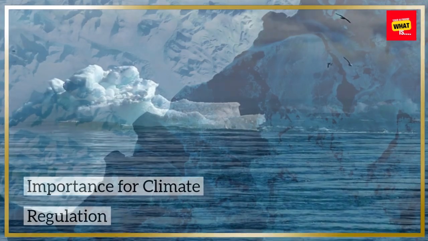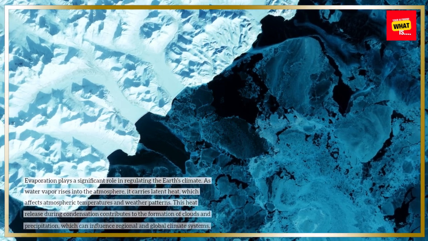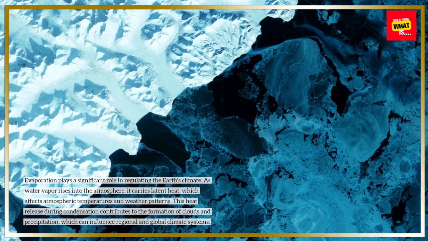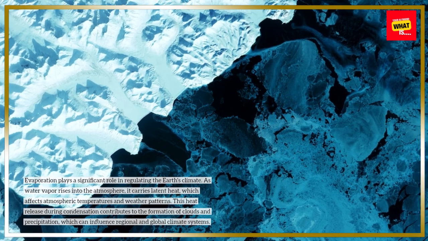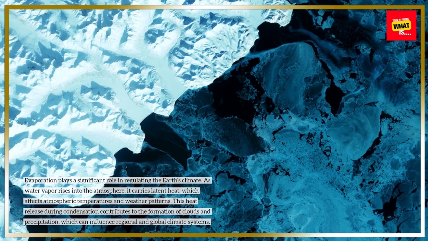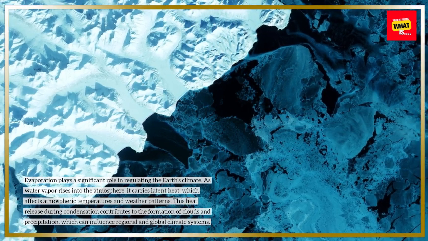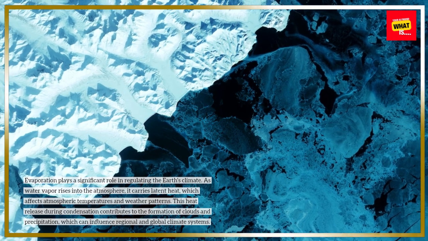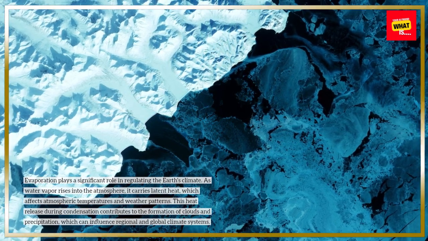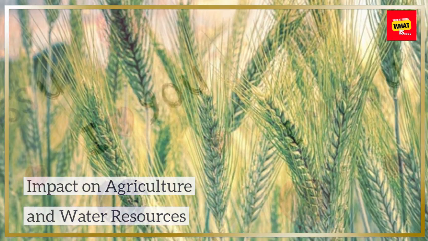Importance for climate regulation. Evaporation plays a significant role in regulating the Earth's climate. As water vapor rises into the atmosphere, it carries latent heat, which affects atmospheric temperatures and weather patterns. This heat release during condensation contributes to the formation of clouds and precipitation, which can influence regional and global climate systems.